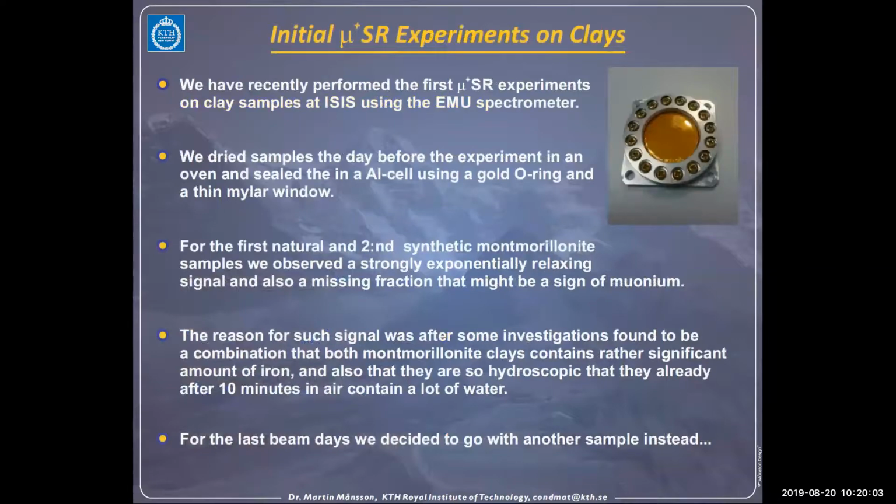So to start, we say, okay, what should we do? We take a sample, we dry it, we seal it in the glove box with a thin micro window. We started looking at natural and synthetic montmorillonite. But we got some problems because we have a really strong exponentially relaxing signal. We couldn't figure out why. And then we realized that there was really a lot of iron inside the sample. So this was complicating our life a lot. This was just a small piece of information that was missing from our sample.